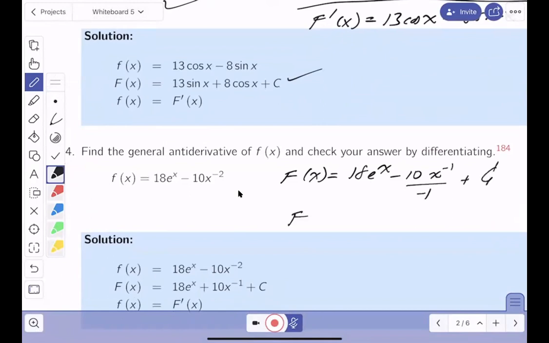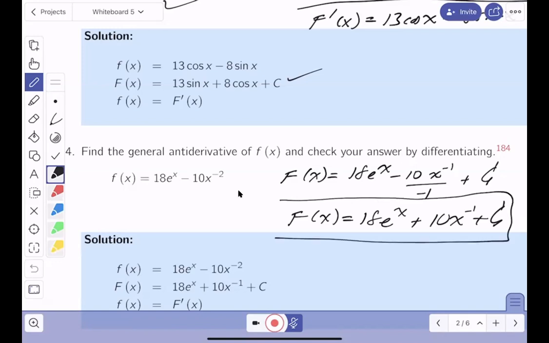And that's going to be, let's see if we can write that down. 18 e to the x plus 10 x to the minus 1 plus c. So I'm going to say that's my answer, but I don't know. Maybe I should check it first.